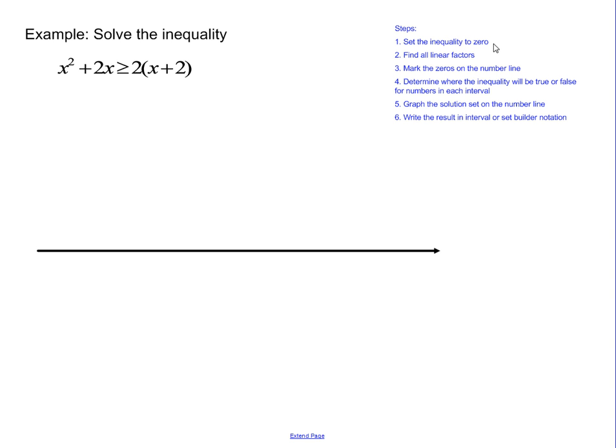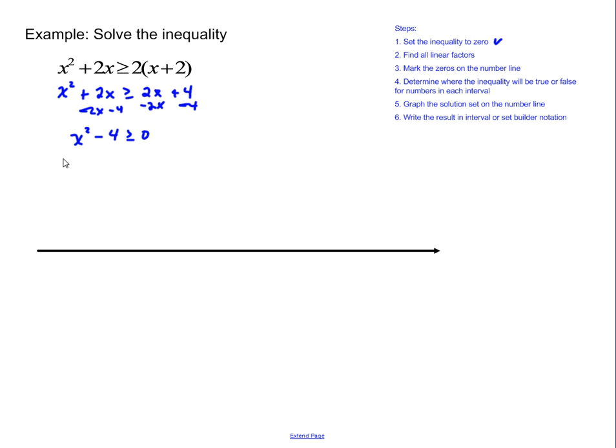The very first task is to set the inequality to 0. So let's work this out. x squared minus 2x will be greater than or equal to 2x plus 4. So we set it to 0 by subtracting 2x from both sides and subtracting 4 from both sides. And we end up with x squared minus 4 is greater than or equal to 0.